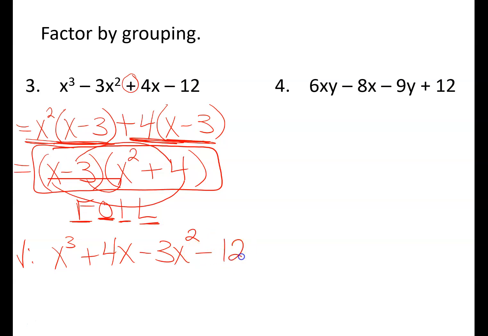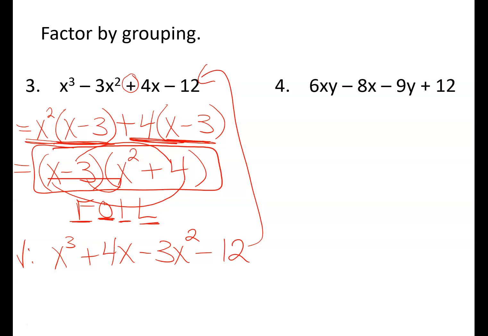It's a negative 12. We do not have any like terms to combine, so we want to compare that with our original problem. The two terms in the middle are in a different order. That's okay. As long as you get all the same terms with the correct signs on them, then your factorization is correct. Okay, let's try another one.